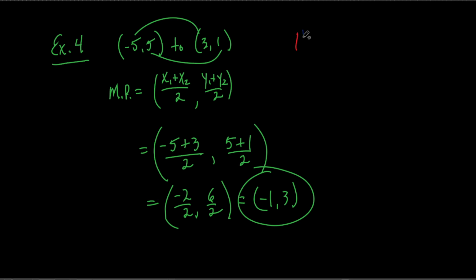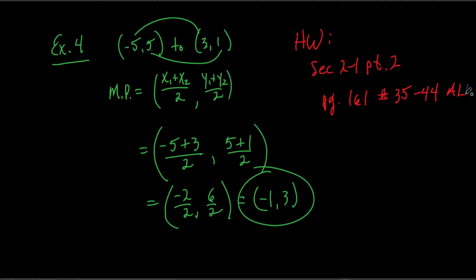So here's your homework. It's section 2.1 and it's part 2. It's page 161, and we are doing 35 to 44. Notice I stuck an even one in there because we are doing all of them. So that's your homework.